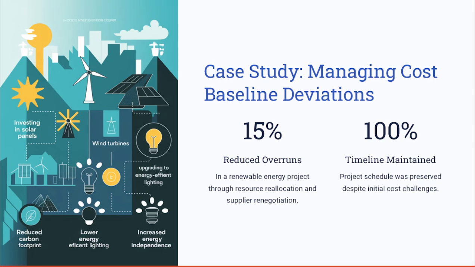The root cause of that was the delays in acquiring the specialized equipment. So the corrective action, or the solution, the team followed was reallocation of the resources and renegotiating with the suppliers. The outcome here is that it reduced the overruns by 15% while maintaining the timeline. This case highlights the importance of flexibility and proactive problem solving in managing the deviations.